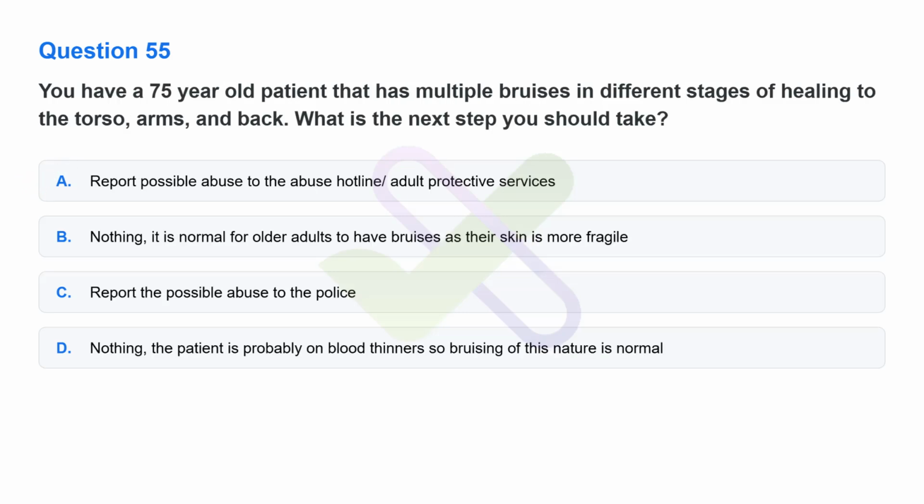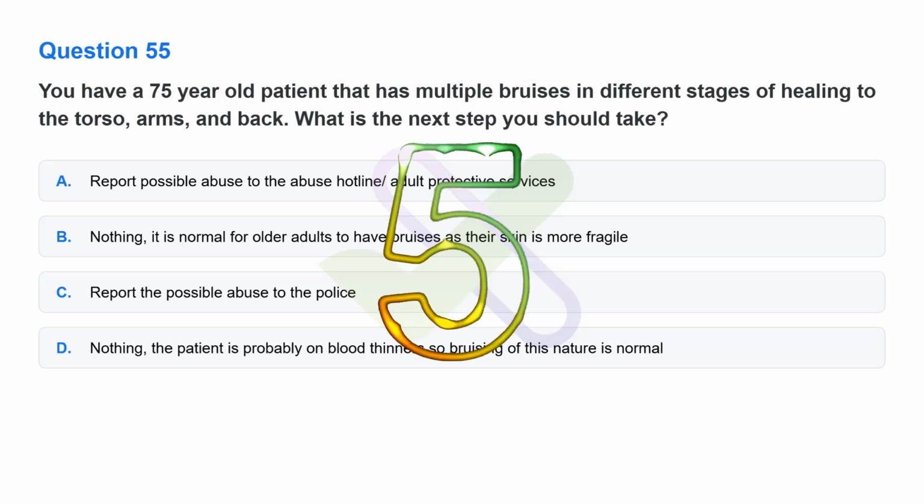You have a 75-year-old patient that has multiple bruises in different stages of healing to the torso, arms, and back. What is the next step you should take? A. Report possible abuse to the Abuse Hotline/Adult Protective Services. B. Nothing. It is normal for older adults to have bruises as their skin is more fragile. C. Report the possible abuse to the police. D. Nothing. The patient is probably on blood thinners, so bruising of this nature is normal.